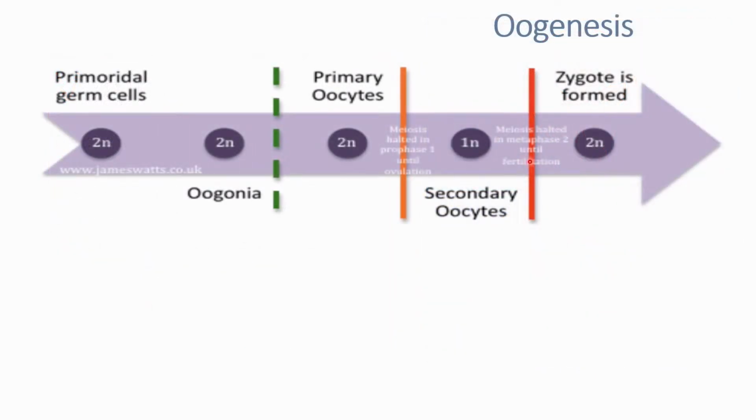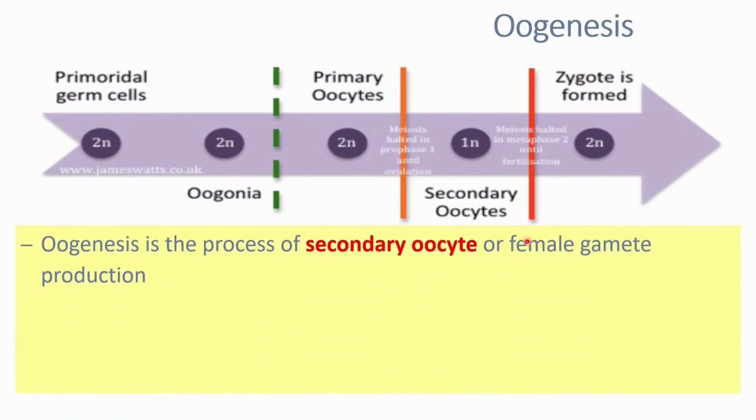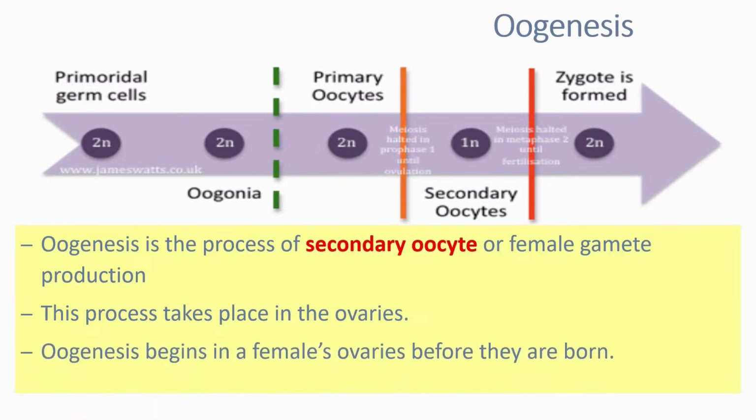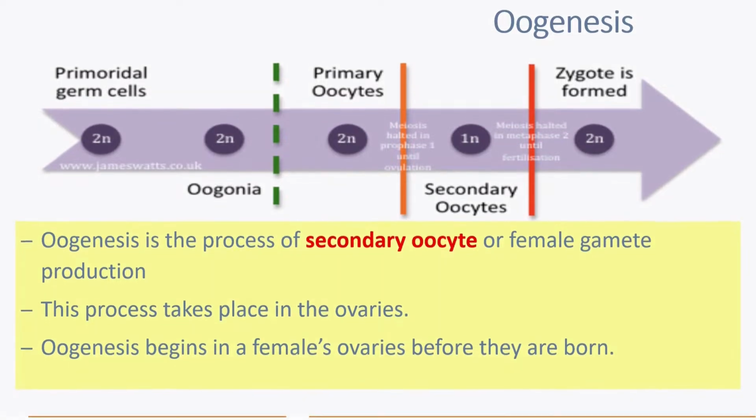So what is oogenesis? Oogenesis is the process of secondary oocyte or female gamete production, and it takes place in the ovaries. So it's slightly different from spermatogenesis, where oogenesis actually begins in the female's ovaries before they are born. And there are actually two events that happen at the same time, which are the meiotic events and the development of the follicle.